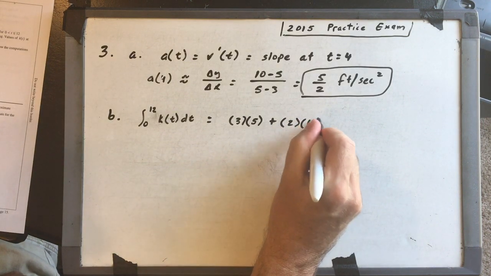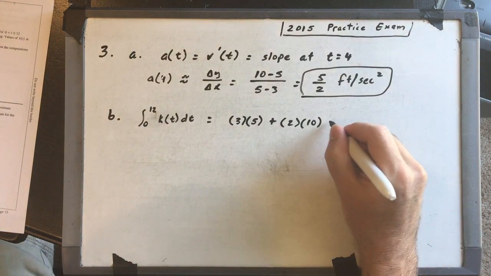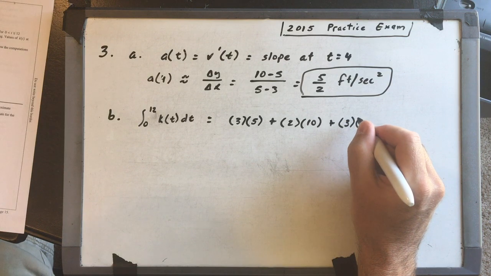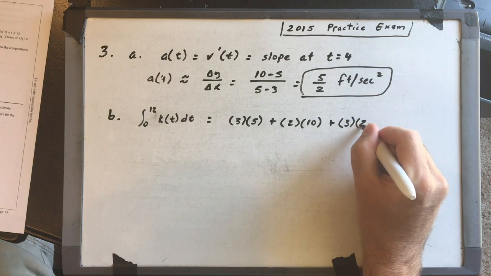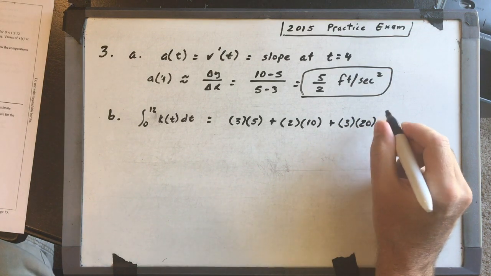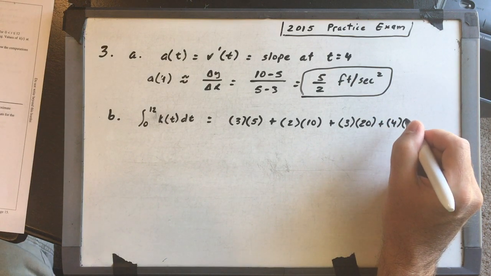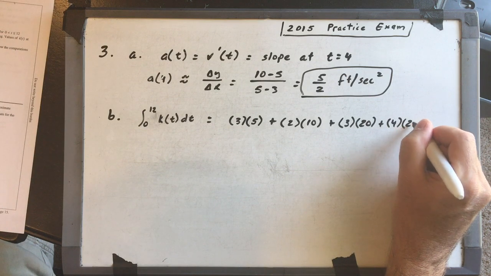The right height is 10. The third base goes from 5 to 8, so that's 3. And the right height is 20. And then the last base goes from 8 to 12, so that's 4. And we've got a 24 there.